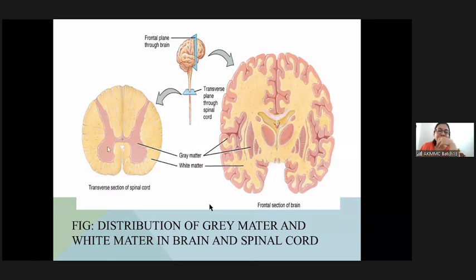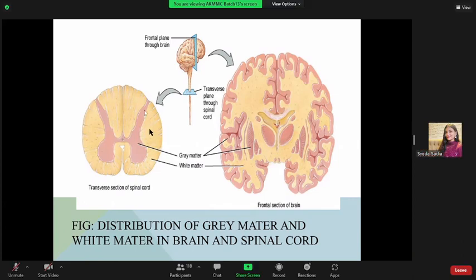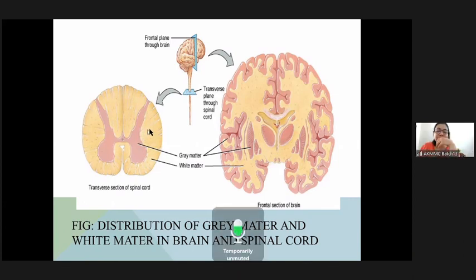In the central part of the spinal cord, what type of matter is this? Gray matter. Peripheral part, white matter. But this is brain. At the peripheral part, we can see here white matter or gray matter? Gray matter. Central part, white matter. They are opposite to each other.